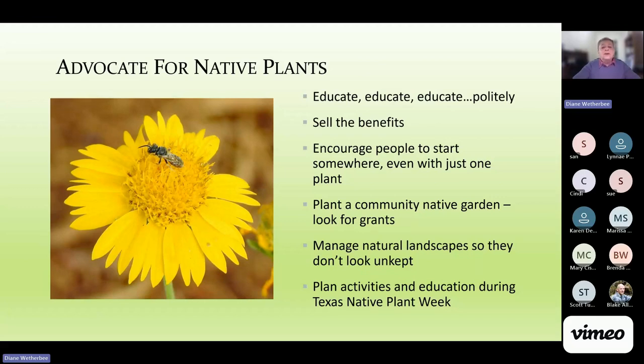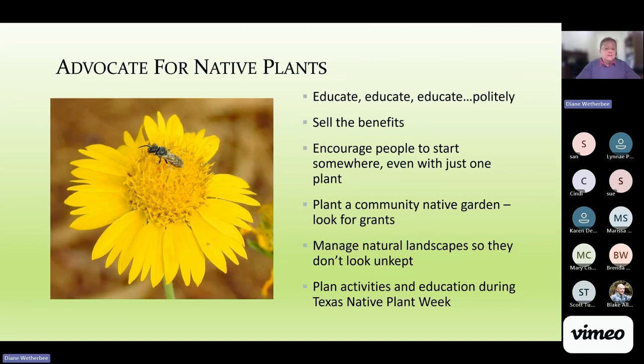Plant a community garden and look for grants. There are a ton of grants available for community gardens from organizations like NPSOT, Master Naturalists, and Texas Parks and Wildlife. In Lantana, I used our Lantana Charitable Foundation. So there are ways of getting grants to pay for what you want to do.